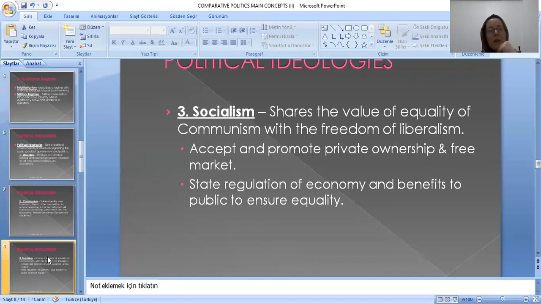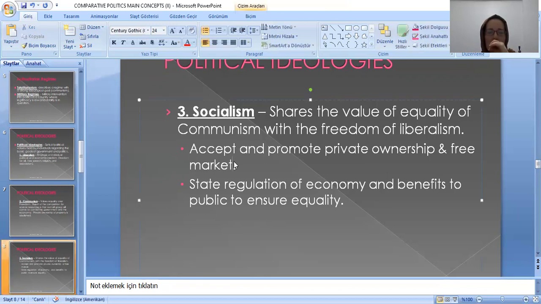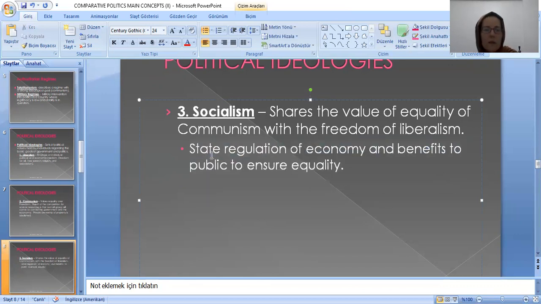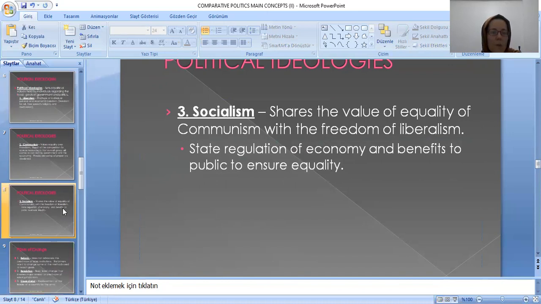Socialism is another important ideology. It shares the value of equality with communism and the freedom of liberalism. It doesn't accept private ownership and free market. It promotes state regulation and benefits to the public to ensure equality. This is what socialism is.